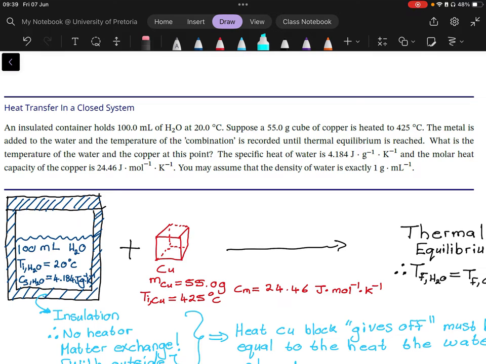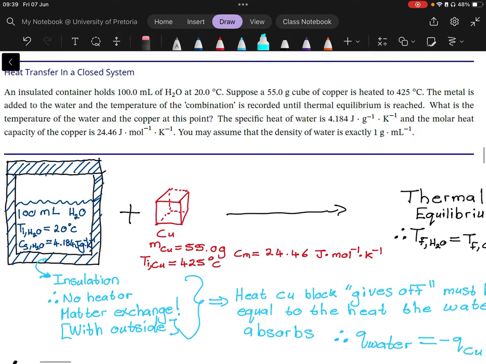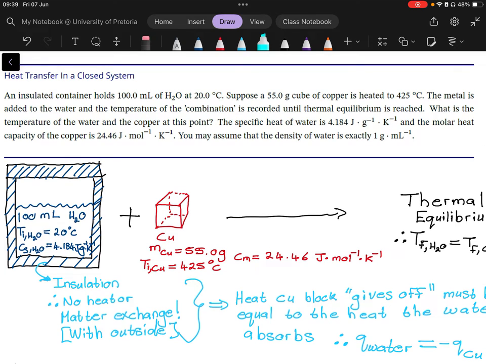So thermal equilibrium will be reached because our situation is something like I drew here at the bottom. We have an insulated container, right? This contains our water at its initial temperature. Water has a specific heat capacity. We then add copper, specific mass, specific temperature. But because of the insulated nature, the closed system, there can be no heat or matter exchanged with the outside. Right, so the only place where the copper's heat can go is to the water.